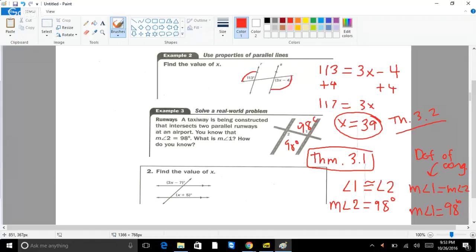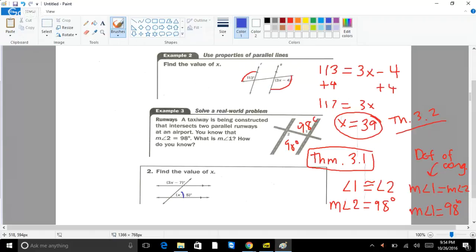Last up, we have find the value of x for problem number 2 down here at the bottom. So let's switch up our colors here. So now I need to look at my angles. I have two angles that are labeled. I have 3x minus 7 and I have x plus 5. So how are those two angles related?